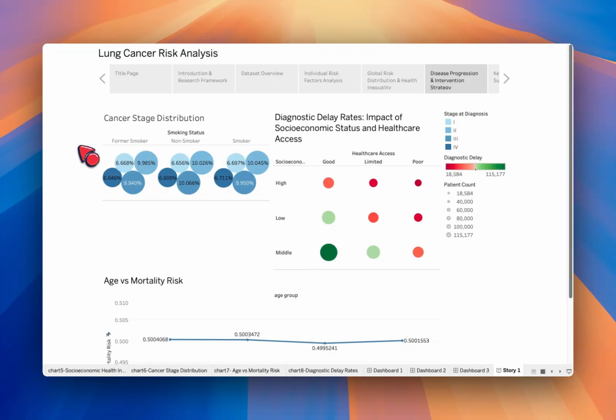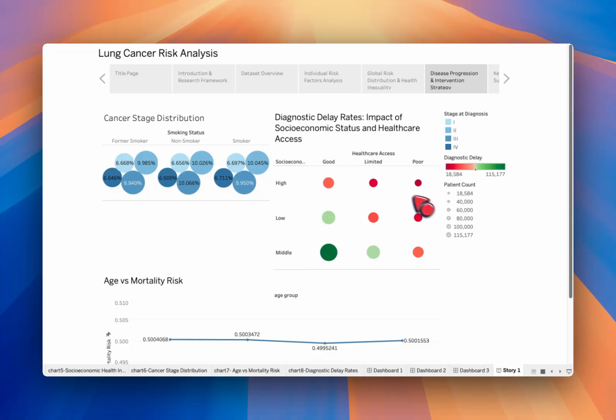This finding is quite important. Smoking status doesn't significantly affect cancer stage distributions at diagnosis. This suggests that other factors may be more important in disease progression. The circles on the right show diagnosis delays, and here we have a very important systematic pattern. Circle size represents the patient numbers, and the color from green to red indicates delay levels from low to high.